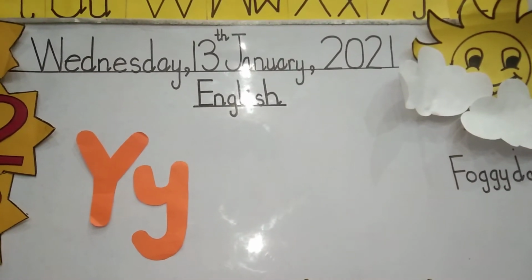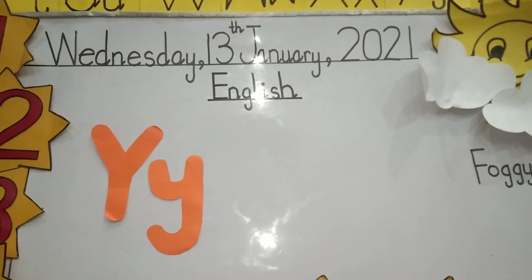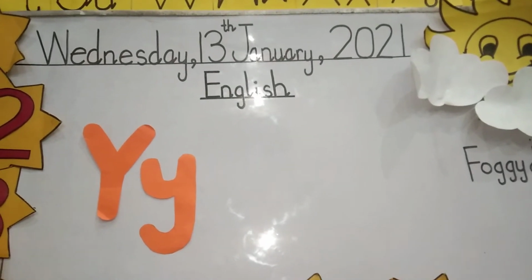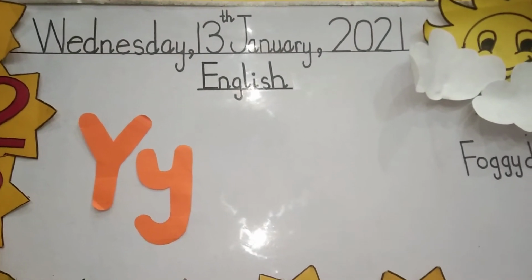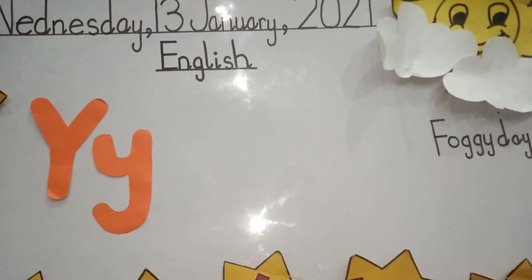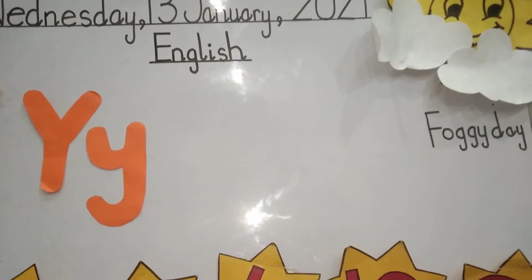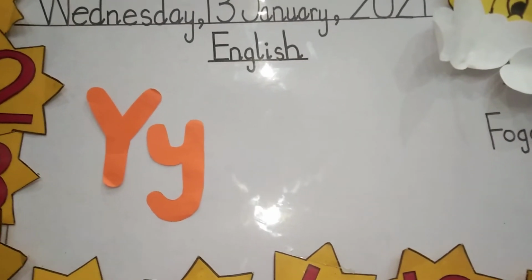Okay, class, tell me what is the day today? Today is Wednesday and the date today is 13th January 2021. What is the weather like today? Today is a foggy day and it's your English period.